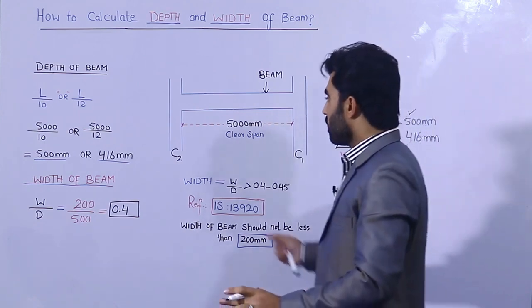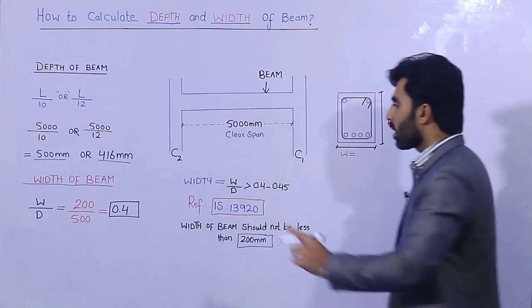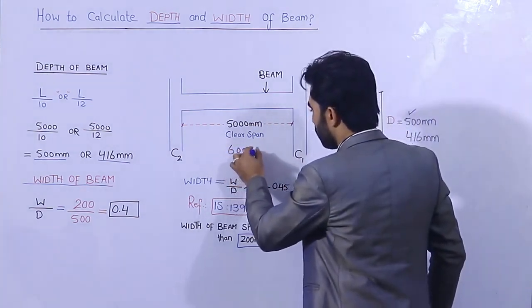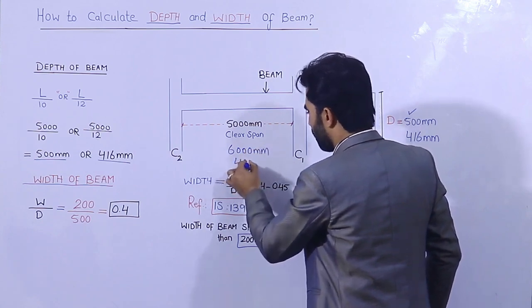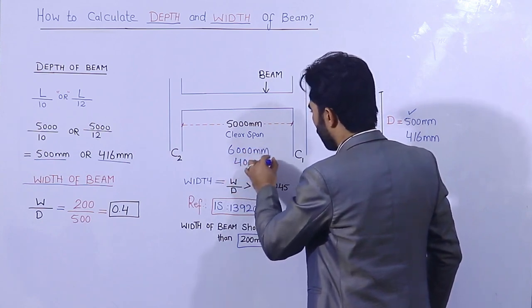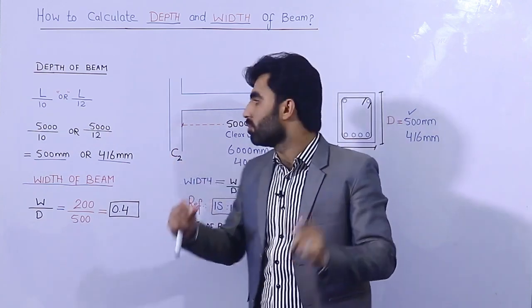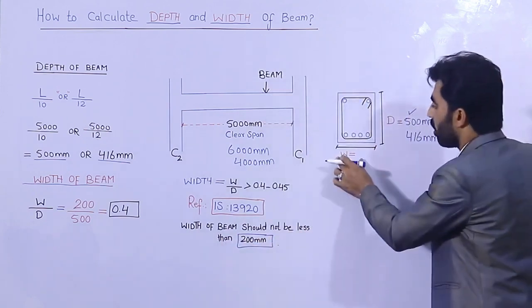So now guys, this is the formula to find out the depth of the beam. Now if the span is about 6000 mm or 4000 mm, you can use the same formula which I have discussed, by thumb rule. Now guys, here we have the question: what should be the width of the beam?